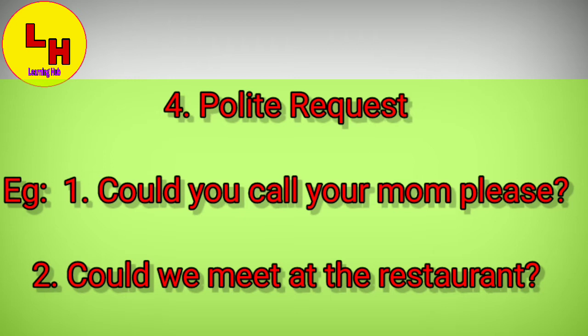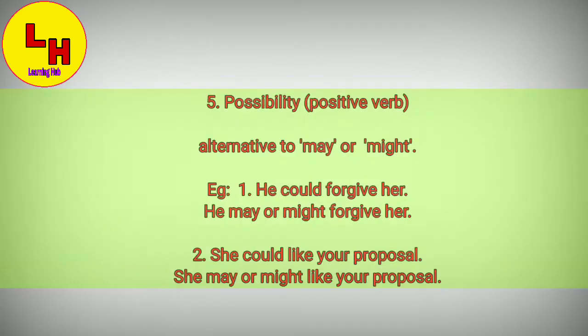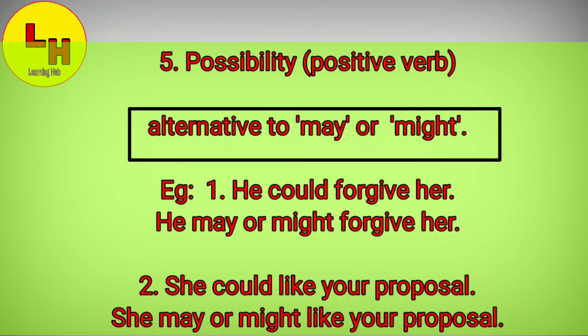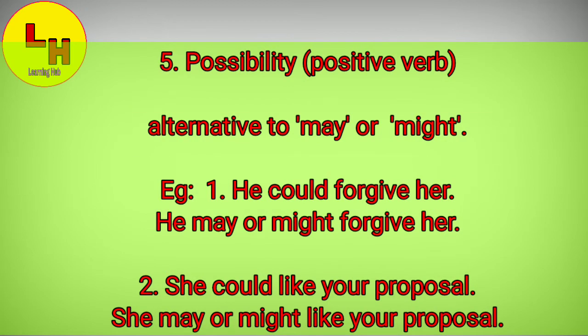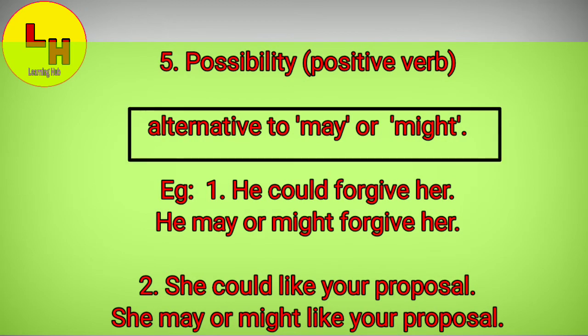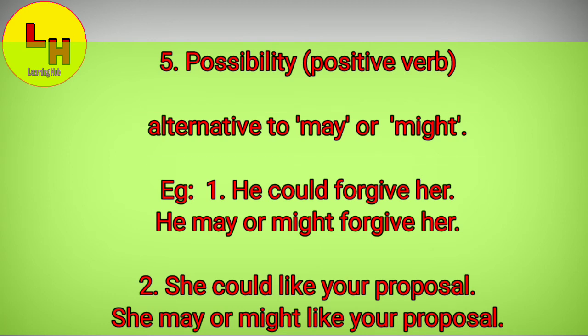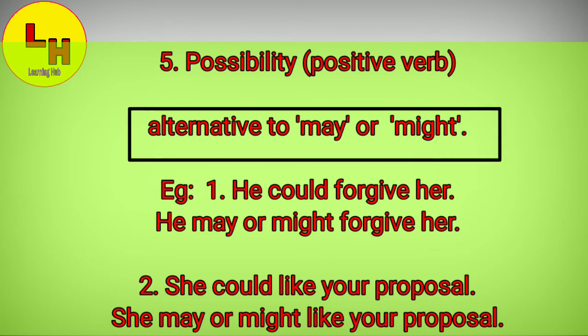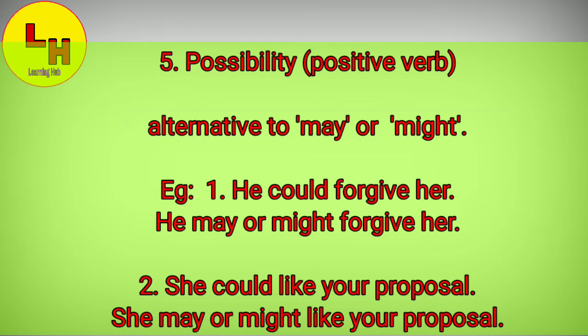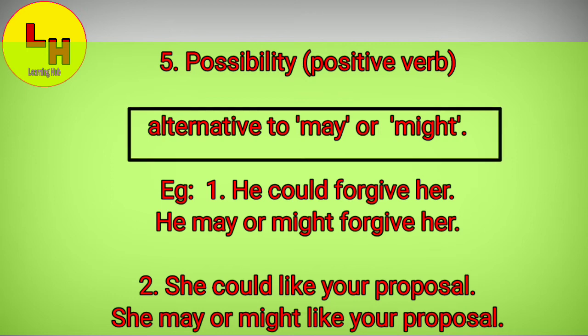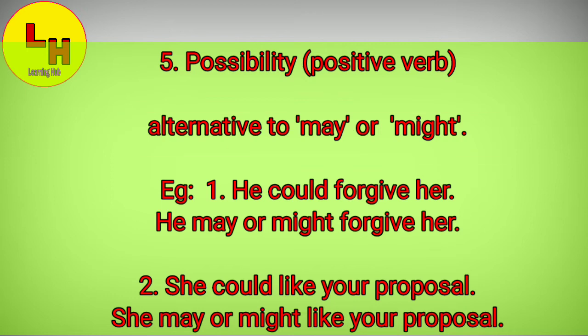Point number 5, possibility. Positive verb. It is an alternative to may or might. For example, he could forgive her. He may or might forgive her. She could like your proposal. She may or might like your proposal. Both the sentences show the possibility, and we can see that it is an alternative to may or might.